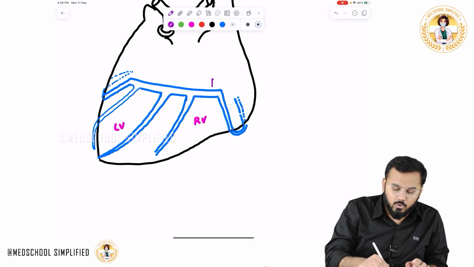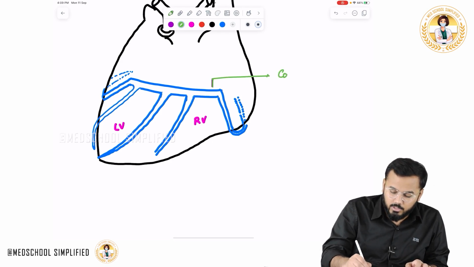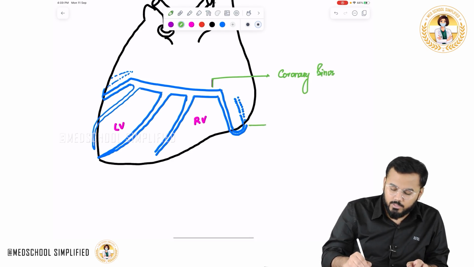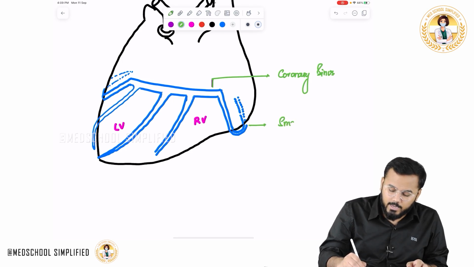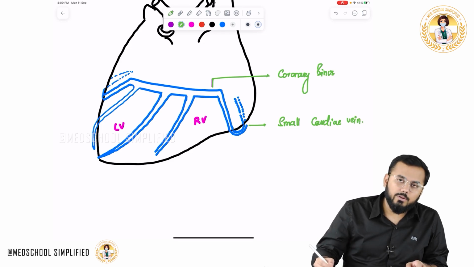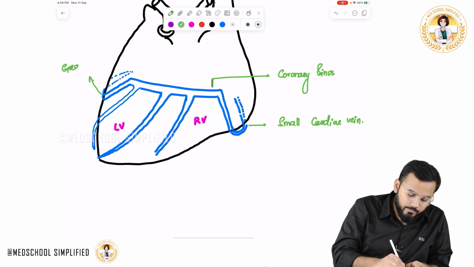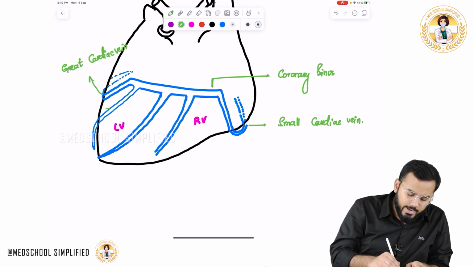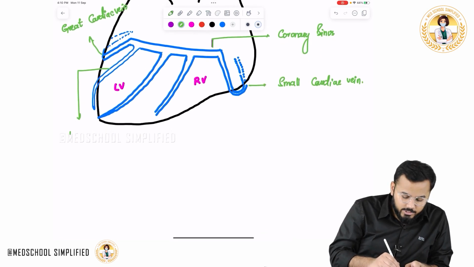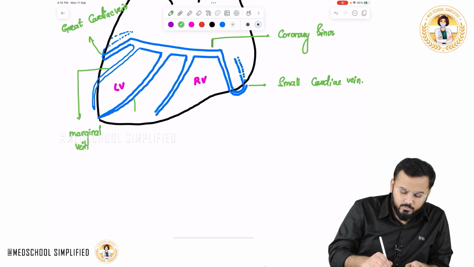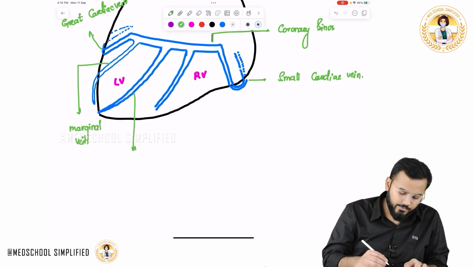So this one over here, which all of you know, is called your coronary sinus. And this one is called your small cardiac vein. After that, this one over here, you call it the great cardiac vein. And this branch over here, you call it the marginal vein. And this one, which I have already told you, is the posterior vein of the left ventricle.